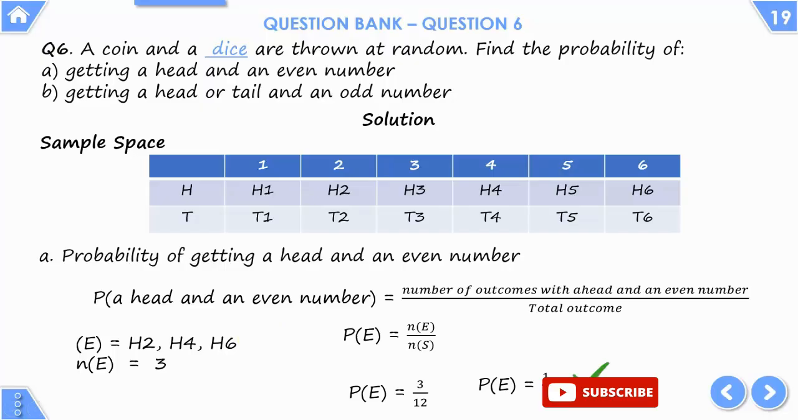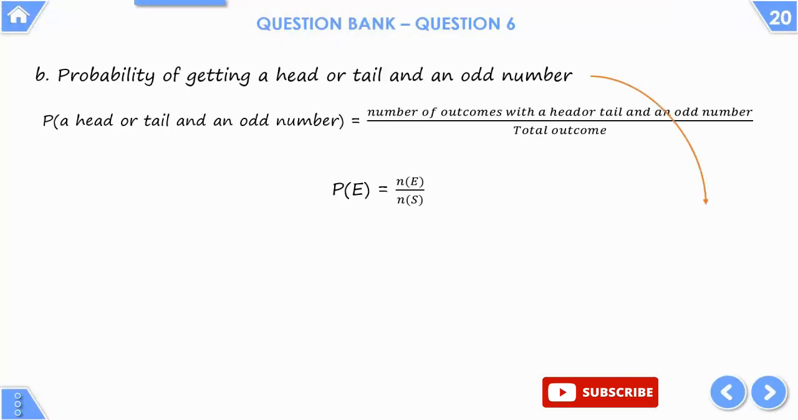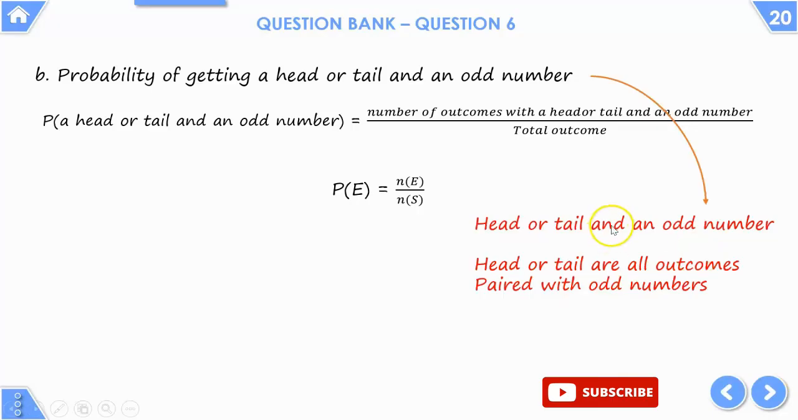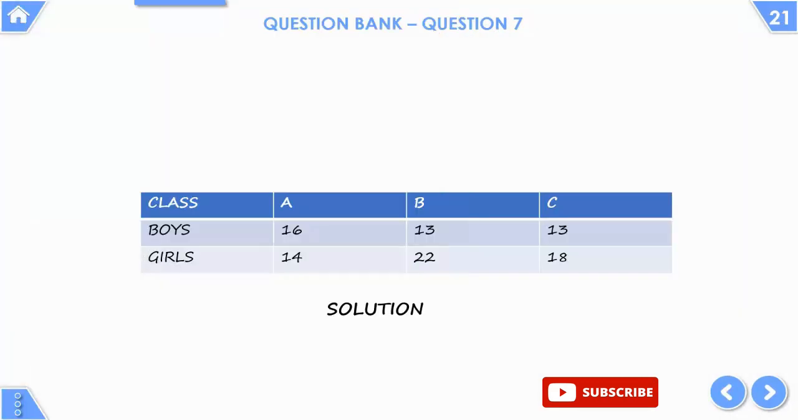Let's look at getting a head or tail and an odd number. So remember, for head or tail and an odd number, the head or tail are all outcomes paired with an odd number. So we are going to look at head and tail: head with odd number, and tail with odd numbers like that. So we are going to get 1, 3, 5, all heads paired with odd numbers and all tails paired with odd numbers as 6 sample points. And so we have 6 out of 12, and 1 out of 2 becomes the answer.